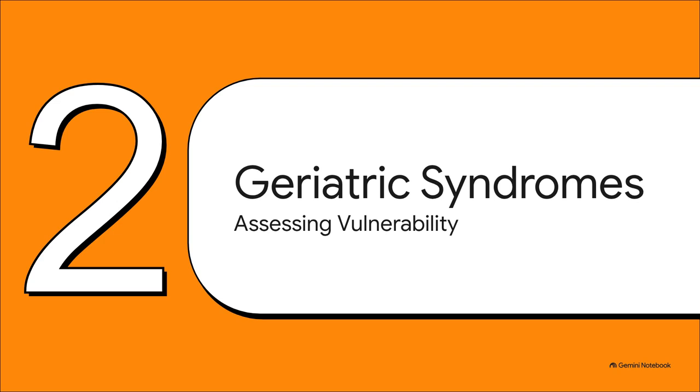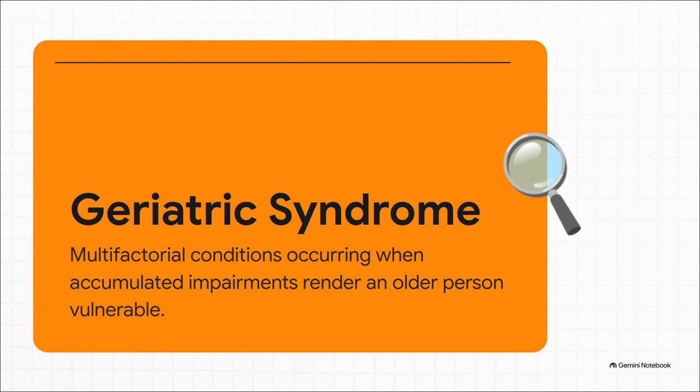Which brings us to Section 2, Assessing Geriatric Syndromes. Now, to document these accurately, we need to understand what a geriatric syndrome actually is, right? These are multifactorial conditions. Think falls, frailty, pressure injuries, urinary incontinence. They happen when accumulated impairments render an older person vulnerable to situational challenges. They don't usually fit neatly into just one single disease category. Instead, they're driven by four main risk factors: older age, functional impairment, cognitive impairment, and impaired mobility. Charting the presence or even the absence of these four factors is absolutely mandatory in geriatric preventative care.